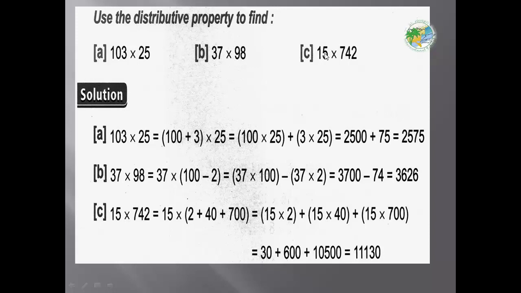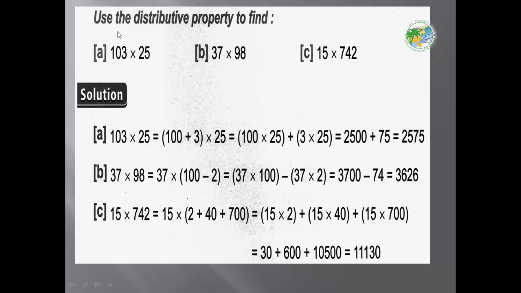Before we start answering, Primary 5, take care with me about this question. Distributive property, we use it like these steps. Here 103 times 25. What is the meaning of distributive? It means that we distribute the times over the plus or the minus. So here there is a times, and what is inside the bracket is either plus or minus.